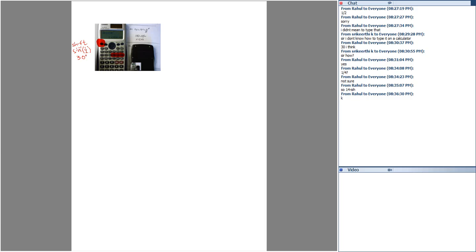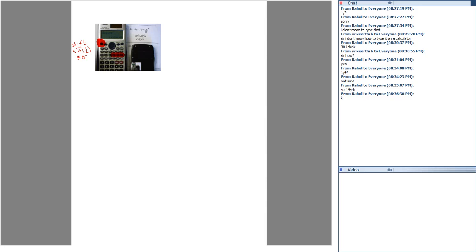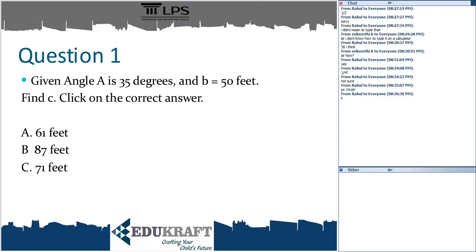There are two main challenges. One is to identify whether it is going to be sine, cosine or tangent. And the second challenge that you will have is to use the calculator properly in order to get the angle. Okay, so if you all have the calculator, please use it and get the answers in the next question.